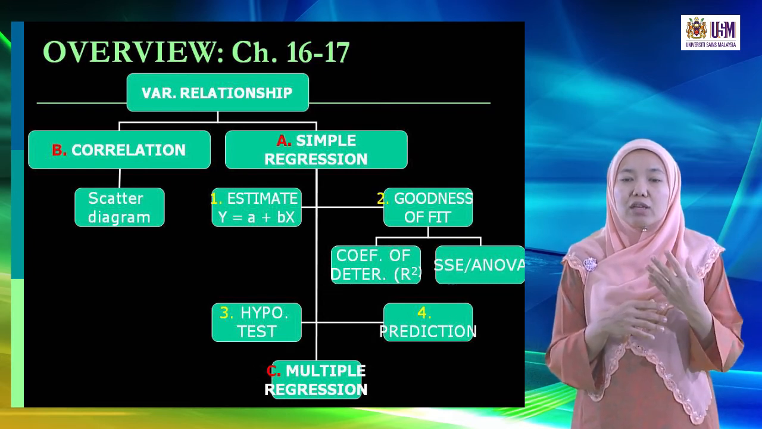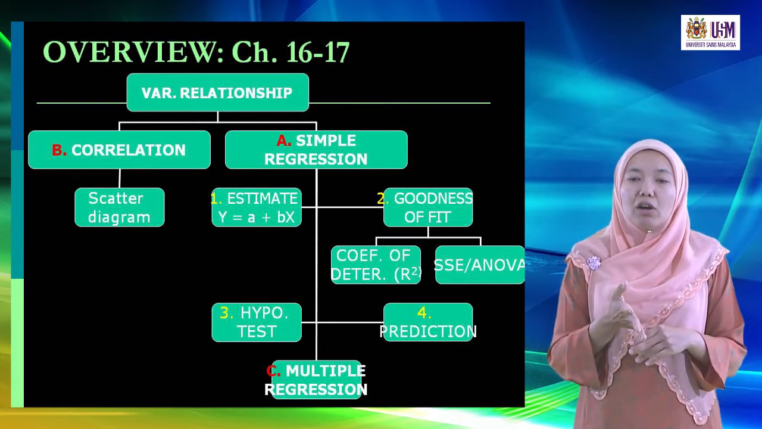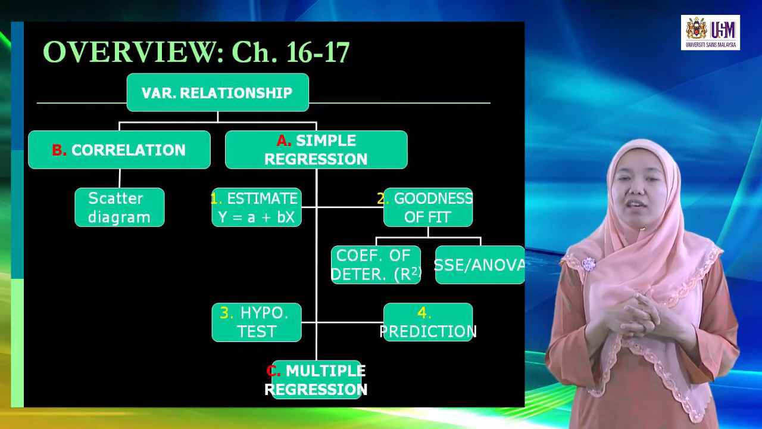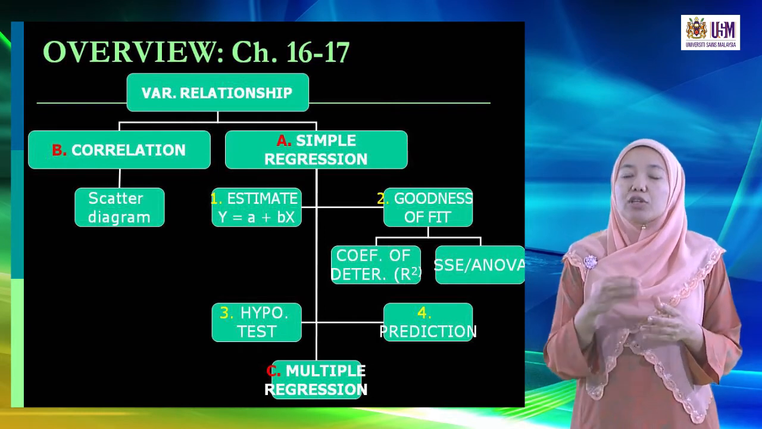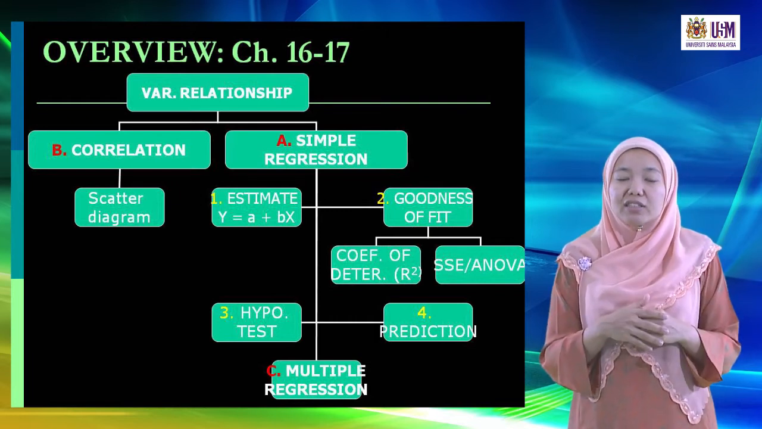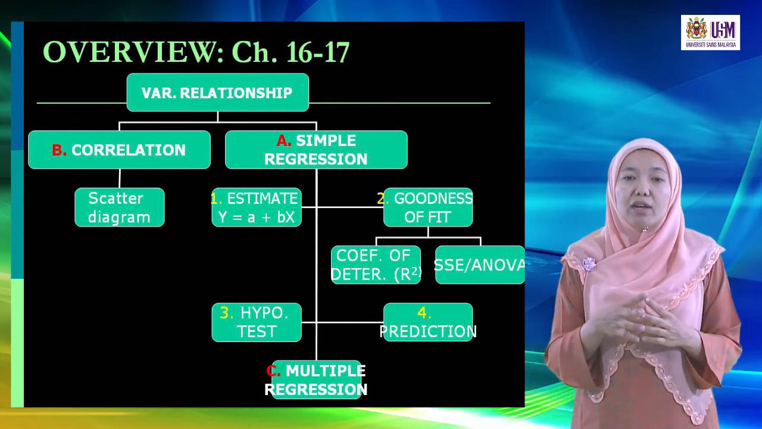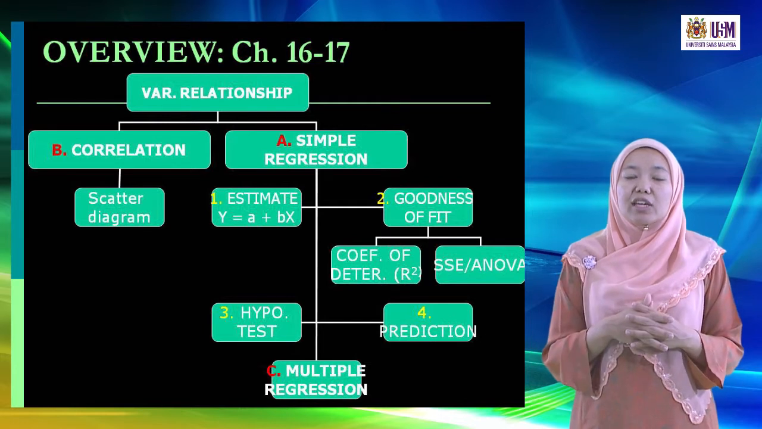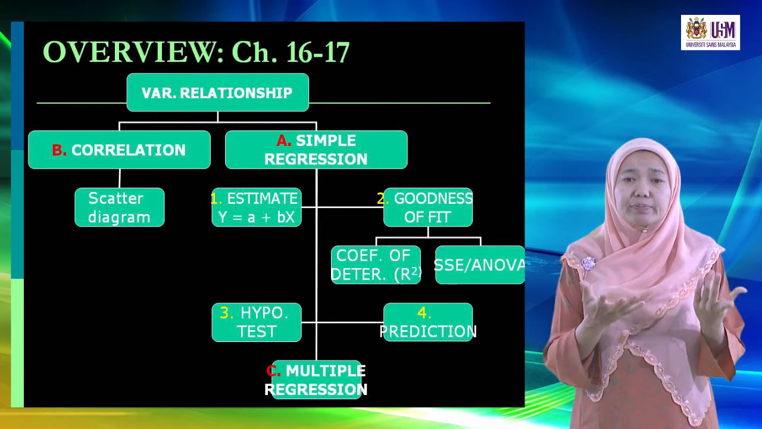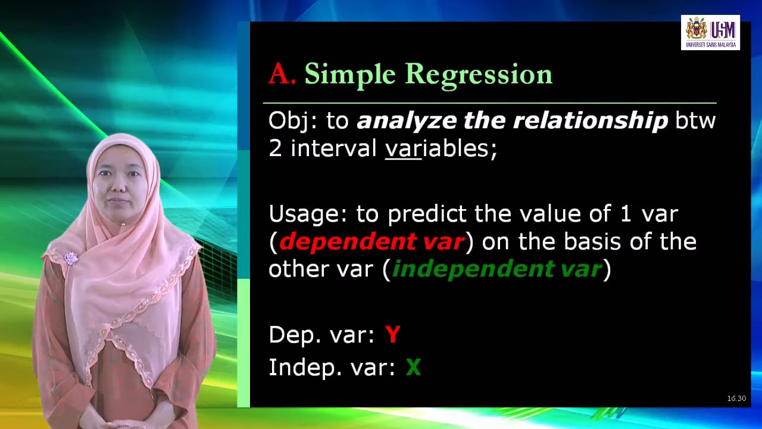So basically you will be testing for the coefficient values. Then part 4, based on the model that you estimate in part 1, the estimation of the equation, you can make a prediction, you can make a forecast. And then in part C, if you understand simple regression, the relationship between two variables y and x, then you can go to multiple regression where instead of only one x, now you have x1, x2, x3, and so on and so forth.